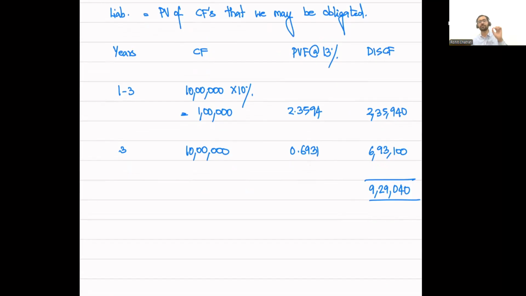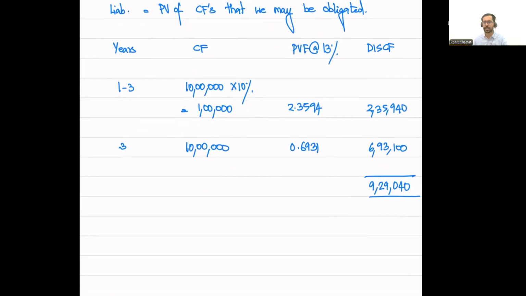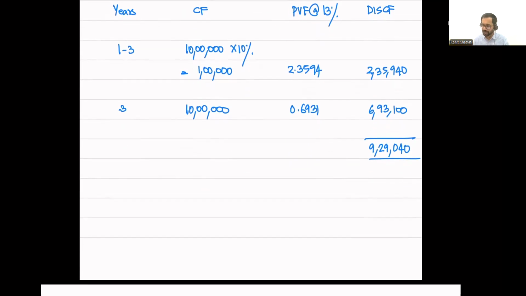I'm going to recognize the financial liability at 9,29,040, and equity will be recognized as a balancing figure. So it's going to be bank account debit of 10 lakhs, to financial liability of 9,29,040 and to equity, which will be presented in the shareholders' funds. It will be the difference of 10 lakhs minus 9,29,040, which is going to be 70,960. So this is how we're going to split it in this case.